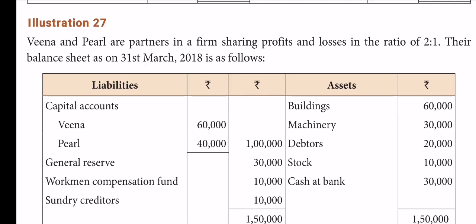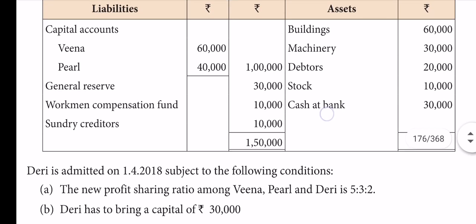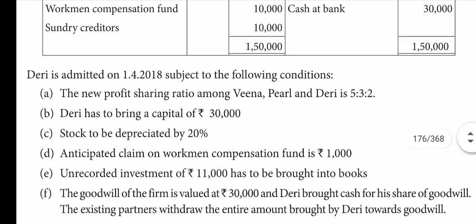Then come to the right side: building, machinery, debtors, stock, bank. No profit and loss account here. Okay, leave it. So this is the position of their old balance sheet. Then what happened? Derry is admitted on 1/4/18 subject to the following conditions.